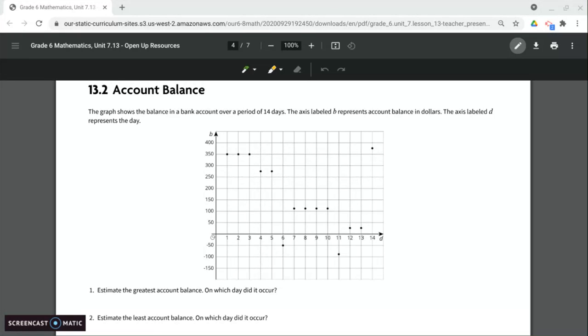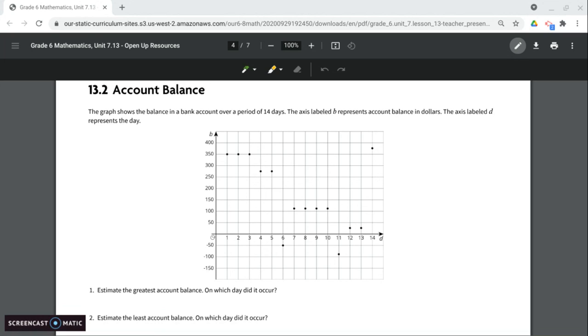So the graph shows the balance in a bank account over a period of 14 days. The axis labeled B represents account balance in dollars. The axis labeled D represents the day. Estimate the greatest account balance. On which day did it occur?